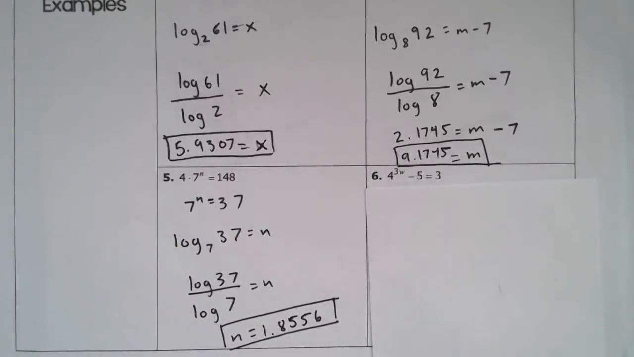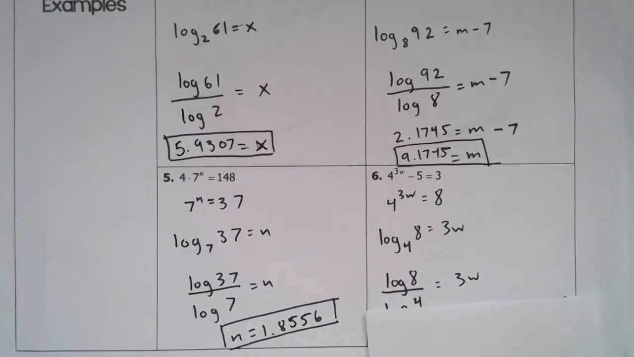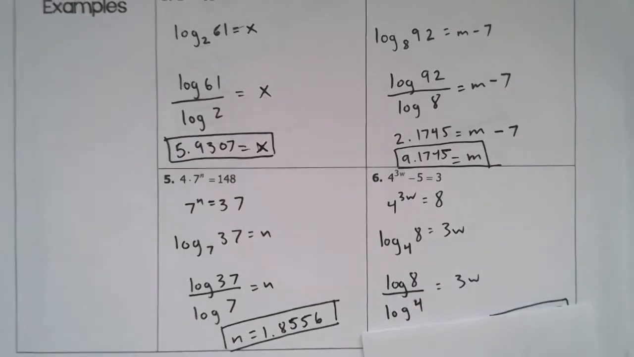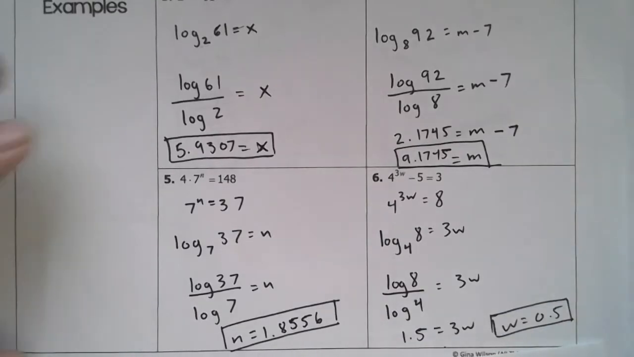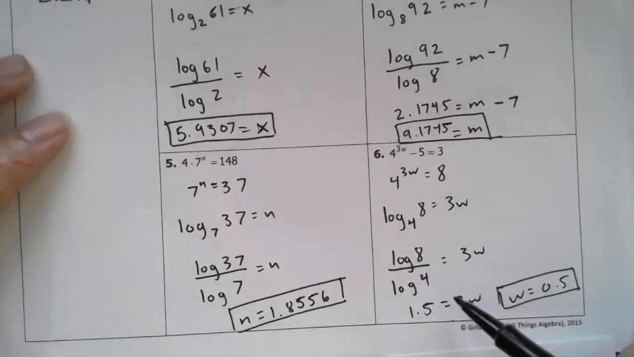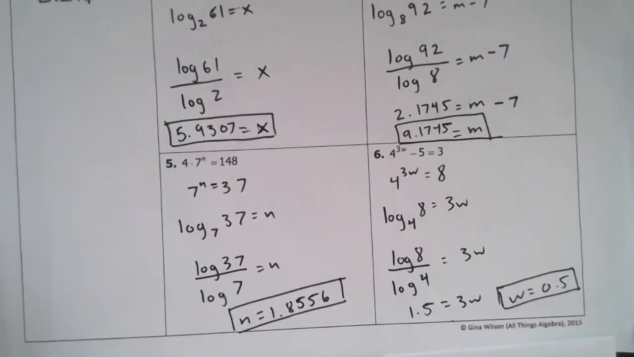Last one here on this page, I have 4 to the 3w minus 5 is equal to 3. I add 5 to both sides, so I get 4 to the 3w is equal to 8. And then I rewrite this as a log expression, and I get log base 4 of 8 is equal to 3w. And then I can't raise 4 to any exponent to get 8, so then I use the change of base formula. In your calculators, you're going to input this first and then divide by 3. So log of 8 over log of 4 is 1.5, and then divide by 3, you get 0.5.